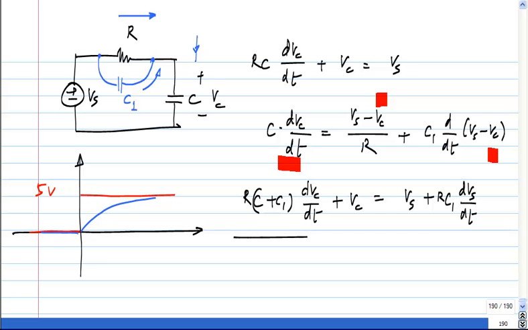But what is it that you notice here? What is the order of the differential equation? 1. It is still first order. So please think about this.